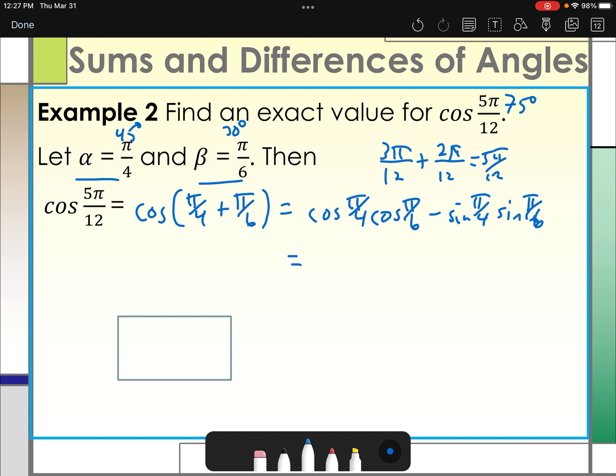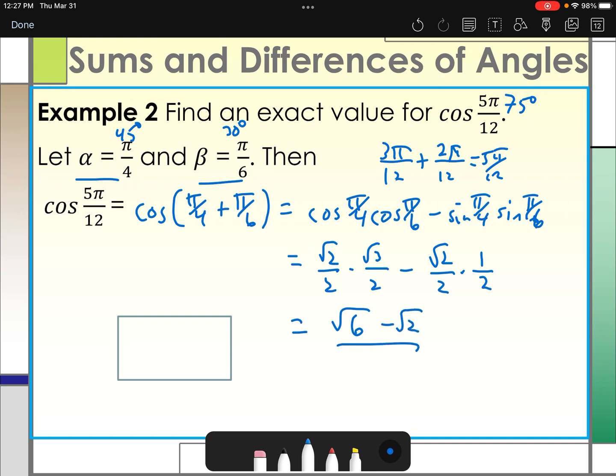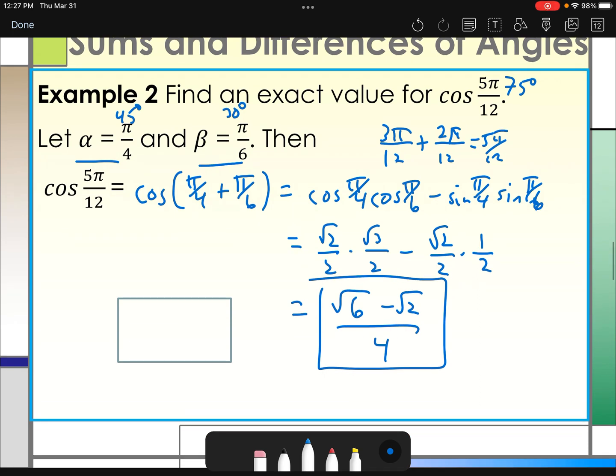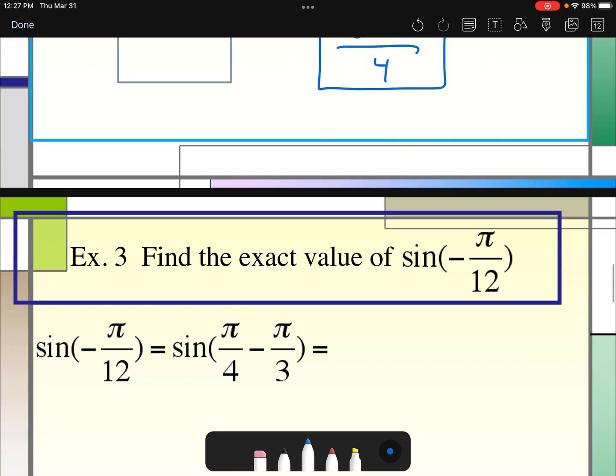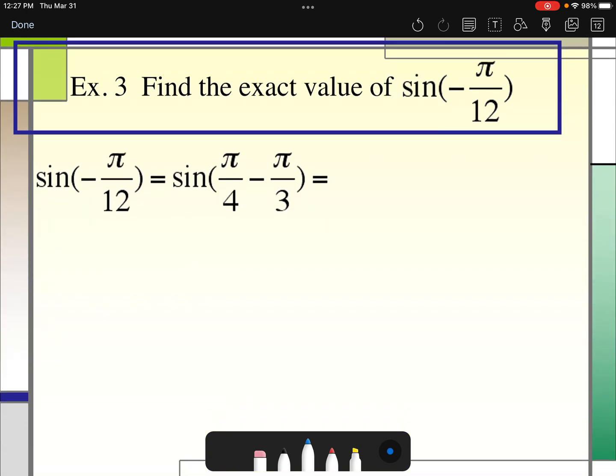There we go. Okay, so that's radical 2 over 2 times radical 3 over 2. Oh, looks familiar, doesn't it? Minus radical 2 over 2 times 1/2, sine of pi over 6. Well, as you will have guessed, it's radical 6 minus radical 2 all over 4. So these 15-degree increments have a radical 6 and a radical 2, and then all divided by 4 with either a plus or minus. Those are exact answers. And we can't find these without these sum and difference formulas.